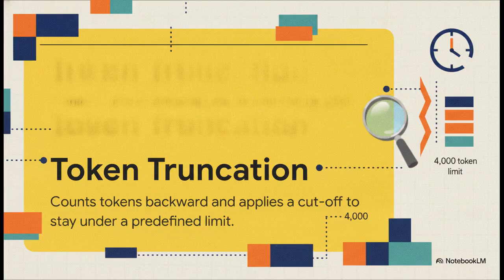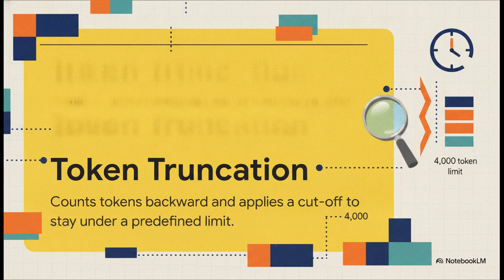Okay, so strategy number 2 takes things a step further. Token-based truncation. Instead of counting conversational turns, the agent explicitly counts tokens backward from the most recent message. Now, unlike counting messages, which can vary wildly in length, tokens are the actual literal currency of language models. By counting backward to exactly, say, 4,000 tokens, you guarantee your API budget is completely protected.